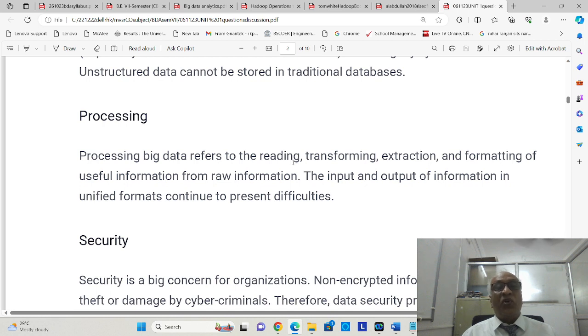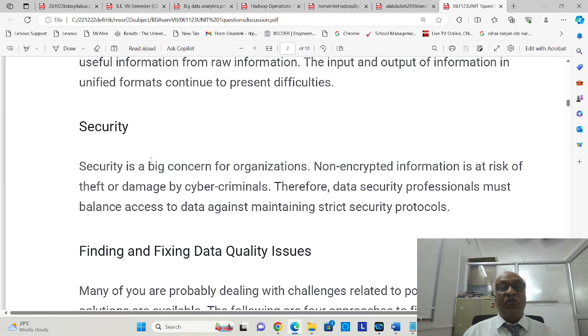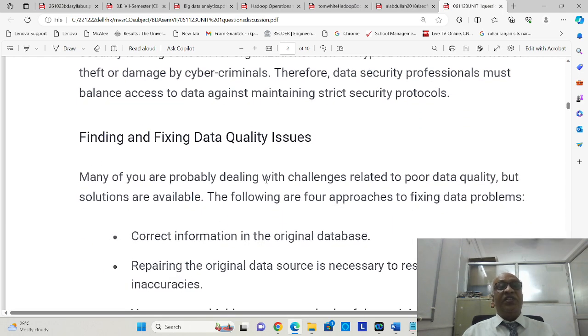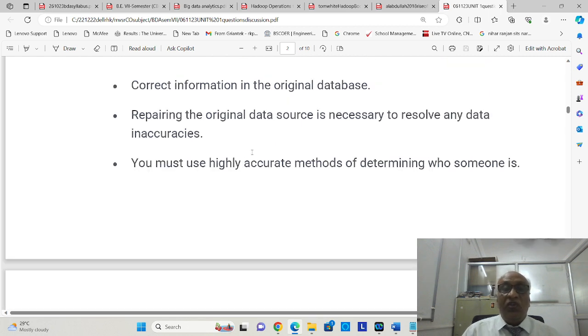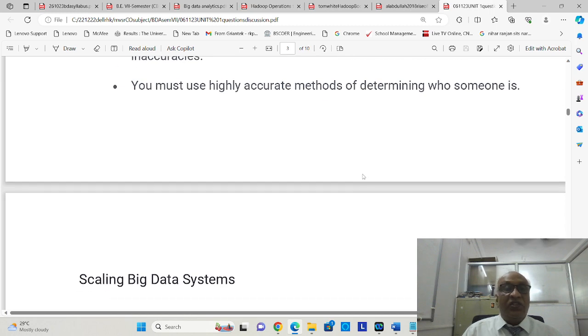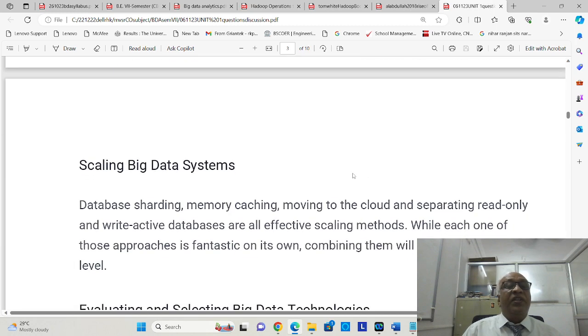So what exactly is processing? Reading the data, transforming the data, extracting the data, formatting the data. So this also becomes a challenge. The third challenge is security. So this also is one of the major challenges. The next challenge is fixing the data quality issues. So for that, correct information in the original database, repairing the original data source, you should have the methods of determining who someone is. The next challenge is scaling big data systems.